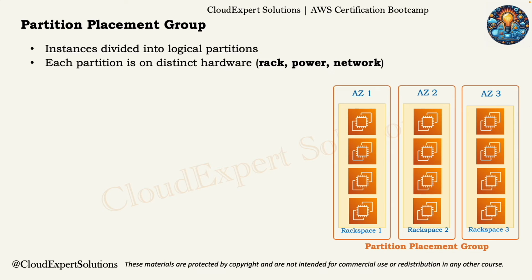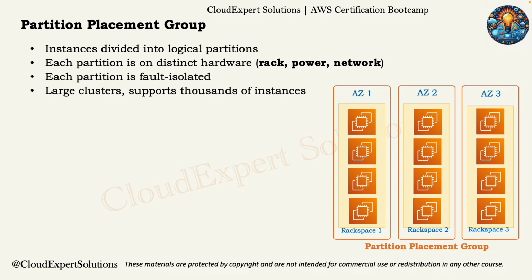Here is an example. Compared to spread placement group, here we have 3 availability zones, but under one availability zone, all the instances belong to one rack space rather than spreading across rack spaces. This way, we can isolate the fault to a single partition. If one partition goes away or is down, we still have 2 partitions and we'll get the highest bandwidth and fault tolerance. This is ideal for any large clusters that support thousands of instances. These provide visibility into which instance is in which partition.